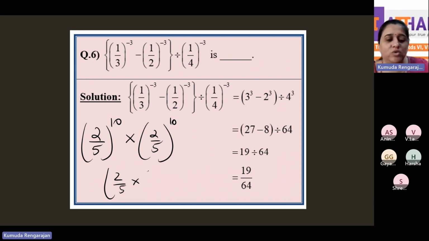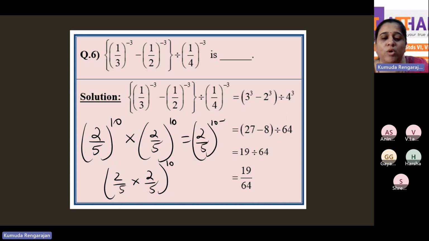So 2 by 5 into 2 by 5, raised to the same power 10. You can also work this as 2 by 5, the whole power 10 plus 10. In both the cases, you will get the same answer.